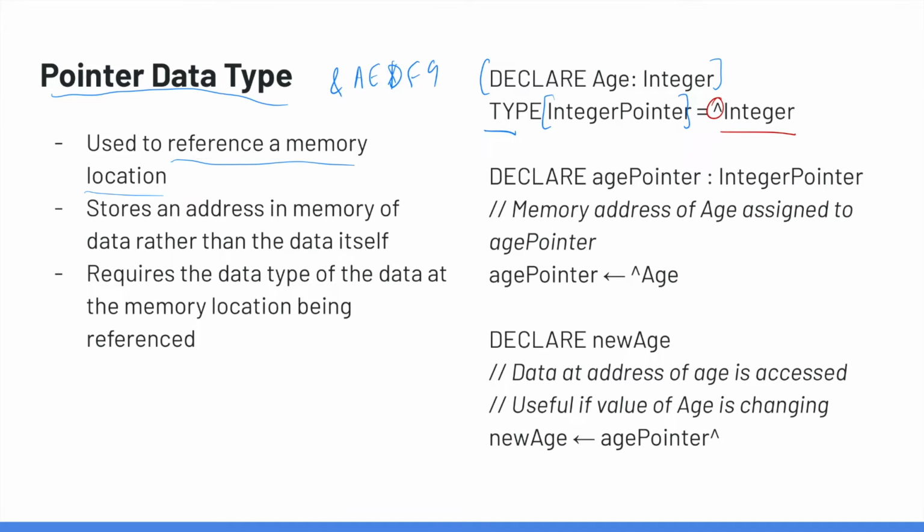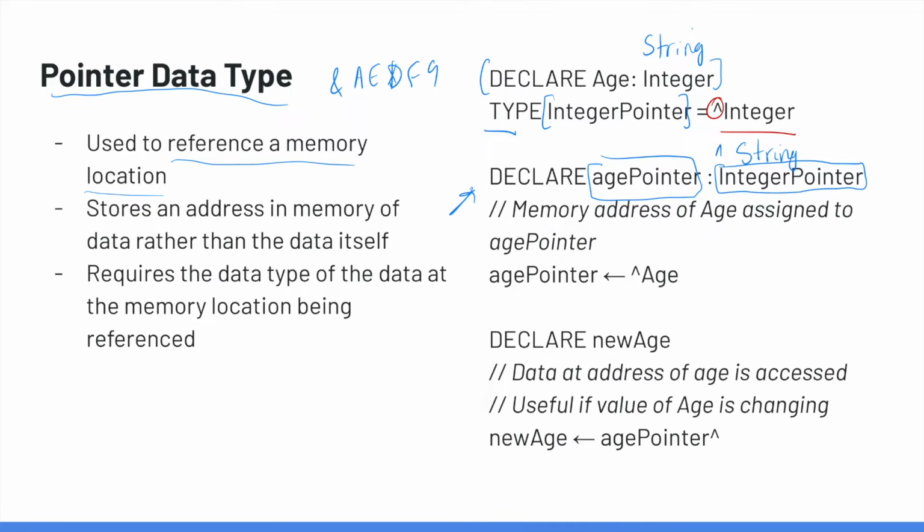So let's say, for example, if we had a string, then we would just have caret and then string. So we're just creating the pointer data type, and now we're going to create the actual pointer right here. Declare age pointer of type integer pointer. So we're creating the variable age pointer. It's a pointer variable, and it's going to be of type integer pointer, which means that it's going to be the address in memory of an integer.